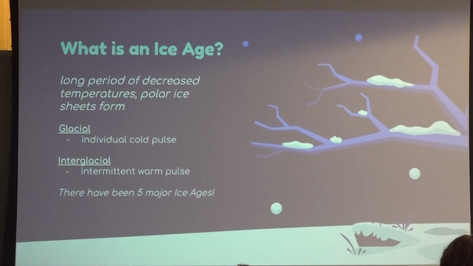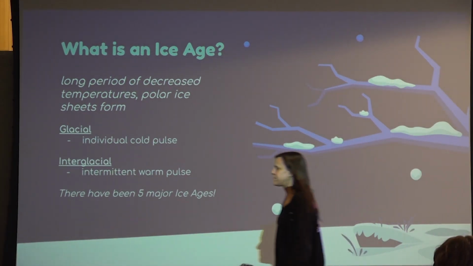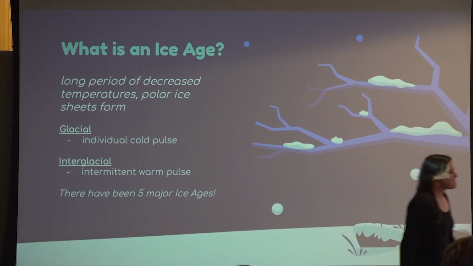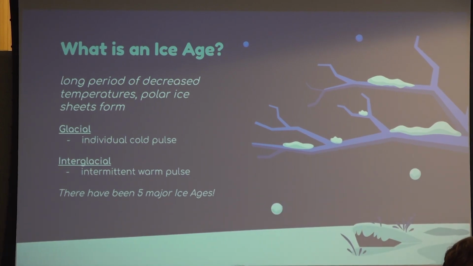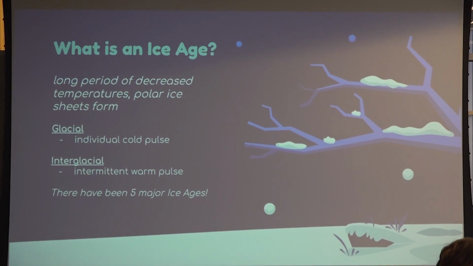So what is an ice age? An ice age is simply a long period of decreased temperatures with polar ice sheets. So polar ice sheets form. A polar ice sheet is usually something that's more than 19,000 square miles. That's what an ice sheet is.